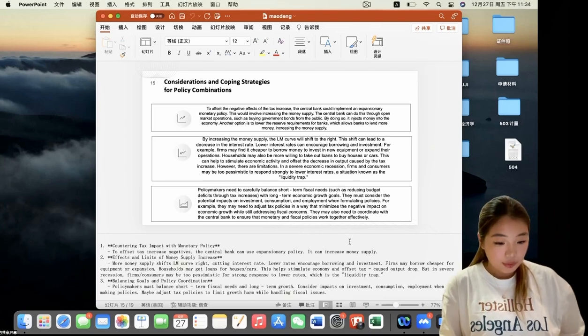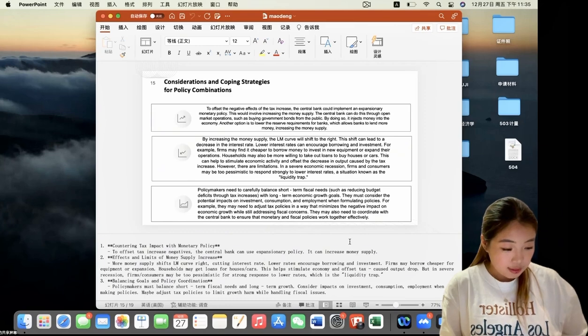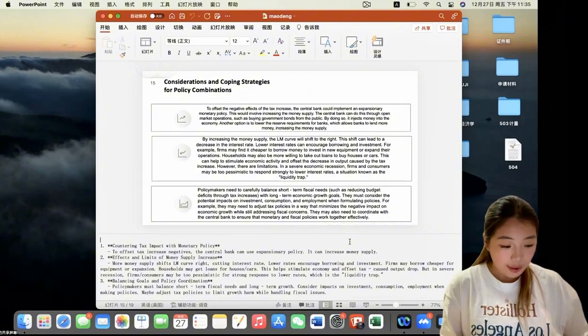But in a severe recession, firms and consumers may be too pessimistic for a strong response to lower rates, which is the liquidity trap. Policymakers must balance short-term fiscal needs and long-term growth. Consider impacts on investment, consumption, and employment when making policies. Maybe adjust tax policy to limit growth harm while handling fiscal issues.